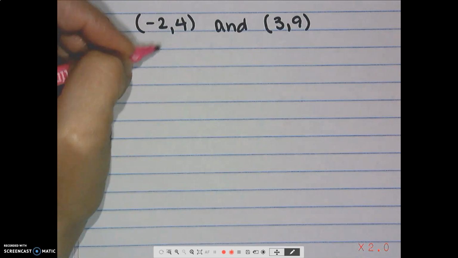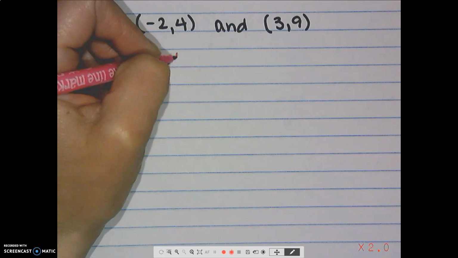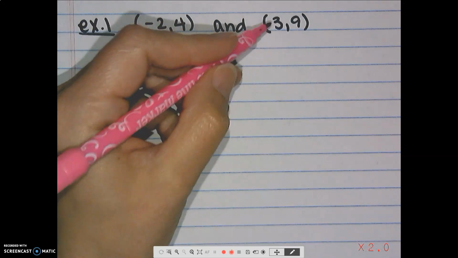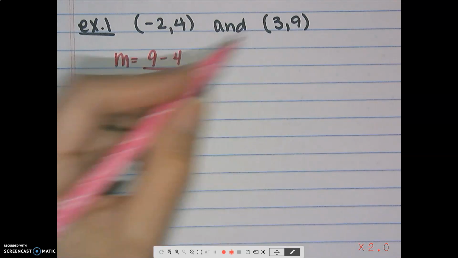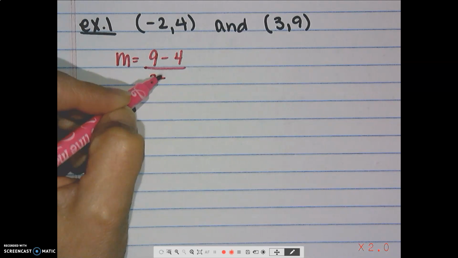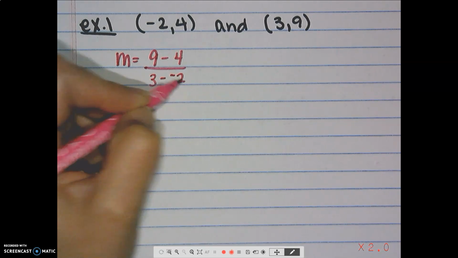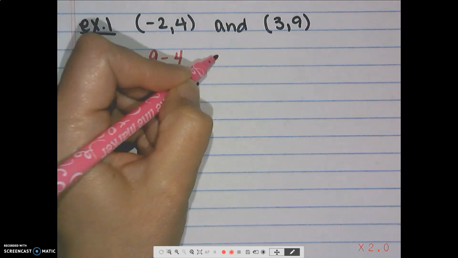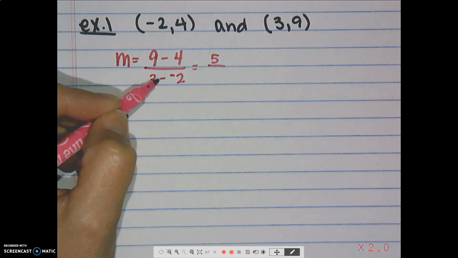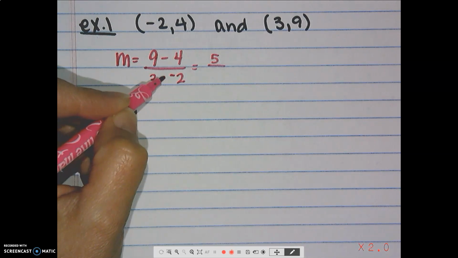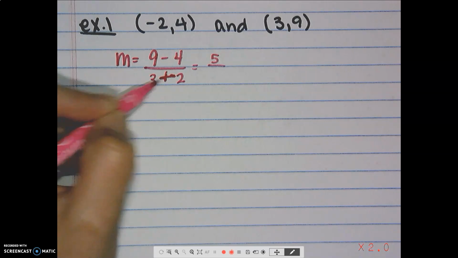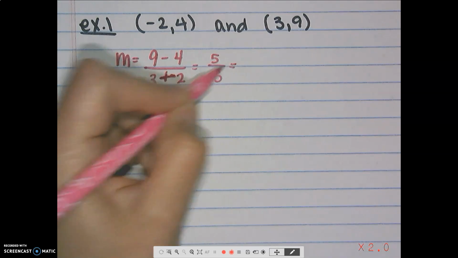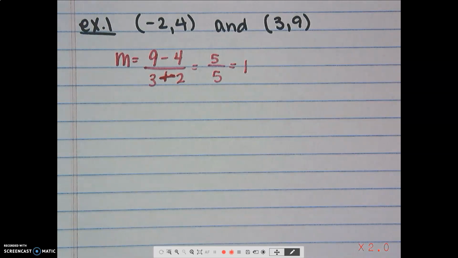So I'm going to go 9 minus 4 over, since I started with the 9 in the numerator, I have to start with a 3 in the denominator, minus a -2. Okay, so 9 minus 4 is 5. 3 minus a negative, that's going to become this big plus sign. 3 plus 2 is 5. And I have to simplify this. So 5 divided by 5 is 1. So our slope is 1, and we have 2 points.